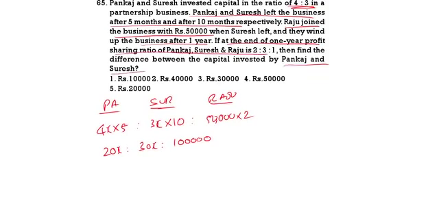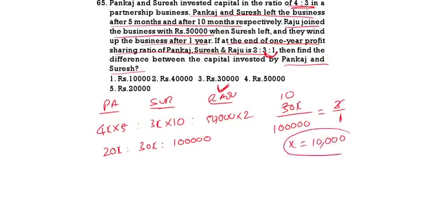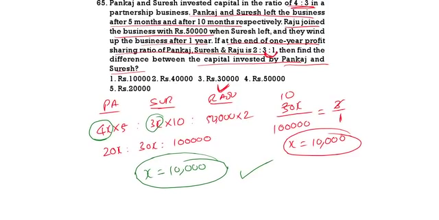Now, you take Suresh and Raju because this value is given. You either compare Pankaj with Raju or Suresh with Raju. Suresh is 30x. Raju is 1 lakh. And Suresh and Raju, the ratio is 3:1. So that is 3/1. So 3 ones, 3 tenths. So x is equal to 10,000. X is equal to how many thousand? 10,000. Now what is the difference of capital of Pankaj and Suresh? Pankaj is 4x, Suresh is 3x. What is the difference? X. And what is x value? We are going to get 10,000. 10,000 is the capital difference. That is 1 is the correct answer.